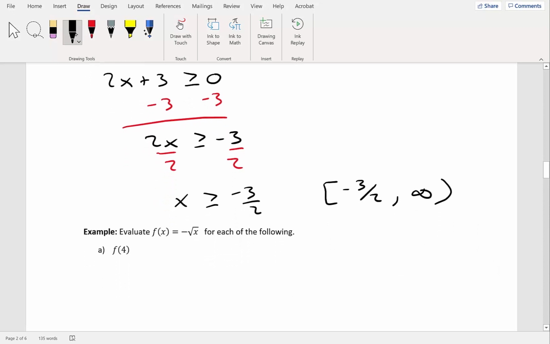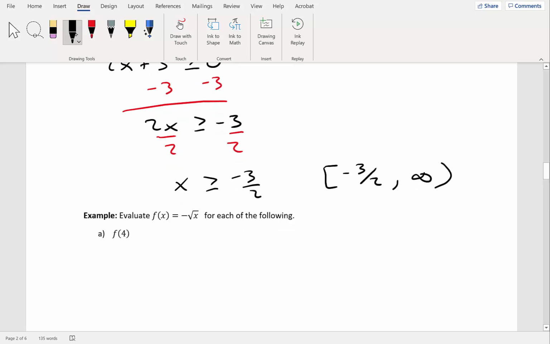Take a look at a different type of problem. For this next example, we have evaluate f of x equal to negative square root of x for each of the following. So we're just evaluating a function here. For f of 4, all I have to do is plug in 4 for my x. Now simplify, so that minus sign stays on the outside. Square root of 4 gives me 2. So f of 4 is equal to negative 2.